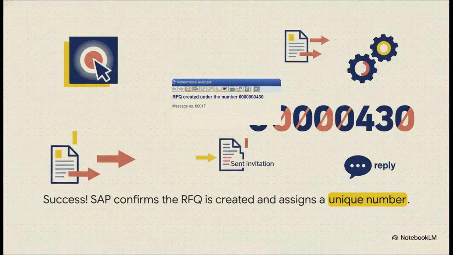And with the simple click of the Save button, boom, it's official. SAP gives you this confirmation and, more importantly, a unique document number for this request. That number is our golden ticket from here on out. So, we've sent out our invitation. Now let's see what happens when the RSVPs come in.